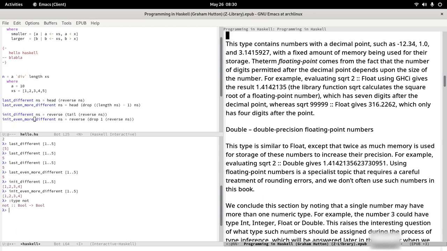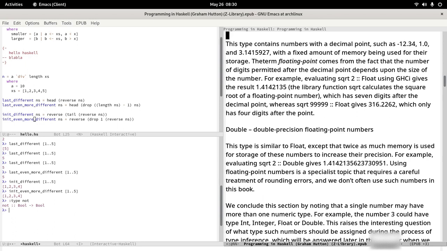Double: double precision floating point numbers. This type is similar to Float, except that twice as much memory is used for storage of these numbers to increase their precision. For example, evaluating square root of 2 of type Double gives more digits after the decimal point. Using floating point numbers is a specialist topic that requires a careful treatment of rounding errors, and we don't often use such numbers in this book.